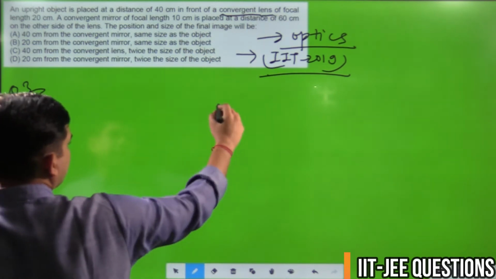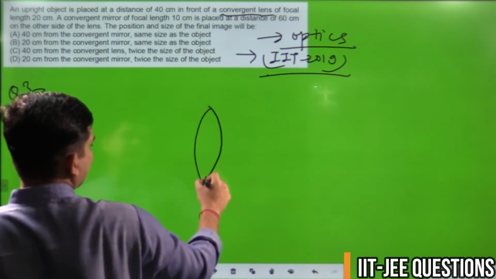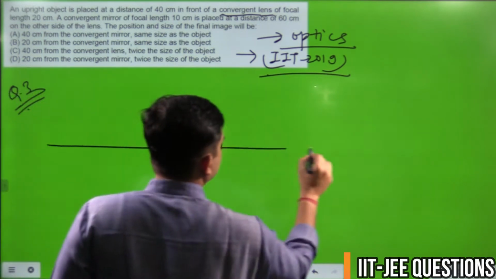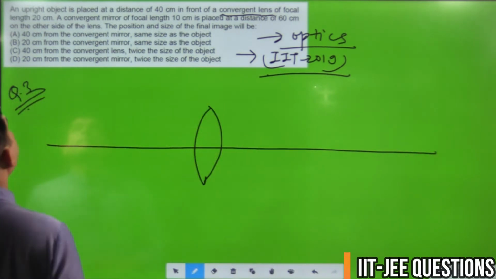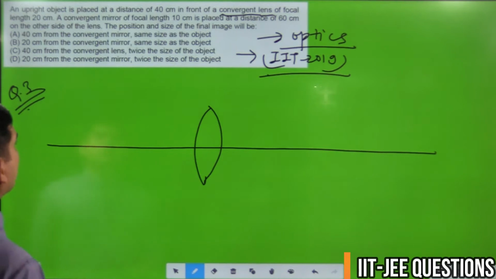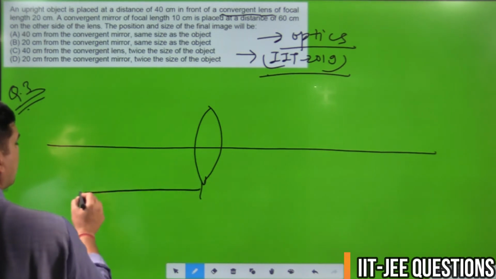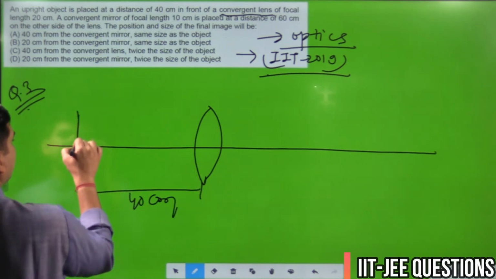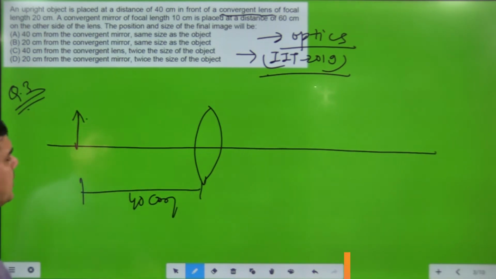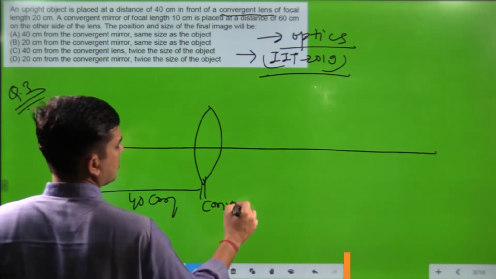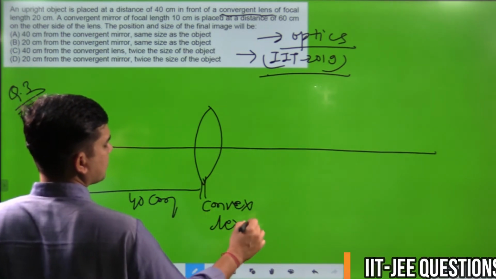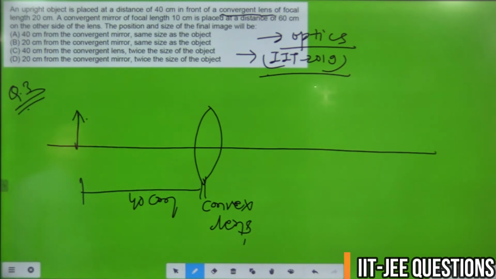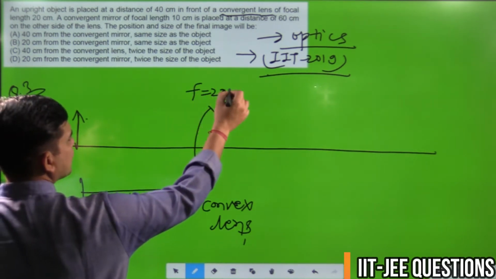It means what? We have convergent lens like this. An upright object is placed at a distance of 40 centimeter. Object is at 40 centimeter from lens. Here we have object and it's a convex lens. Convergent lens of focal length 20 centimeter. Focal length of this lens is 20 centimeter.